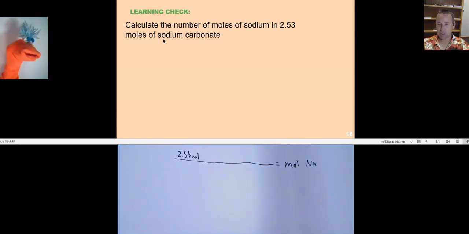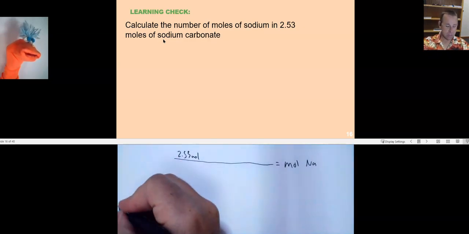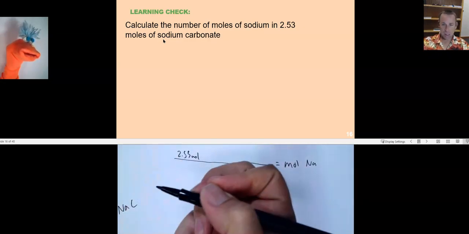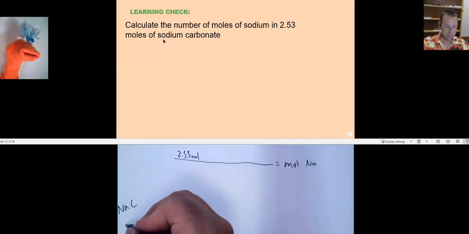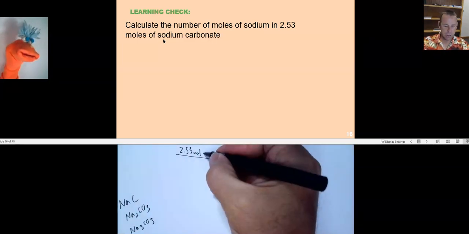Now, here's where it becomes important, as we studied in the last chapter, how to identify what sodium carbonate is. Because if I say sodium carbonate is NaC, then the number of moles is going to be different than if I say it's Na2CO3, or if I say it's Na3CO3, right? If I don't know what sodium carbonate is, I'm stuck, right? So, do you remember which one it is? It's Na2CO3. Very good.